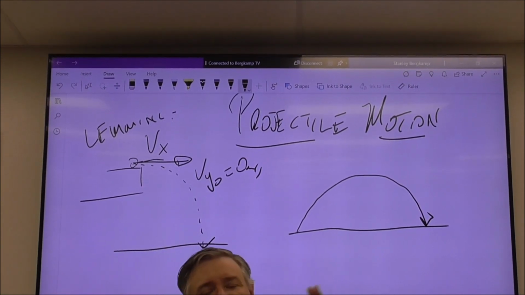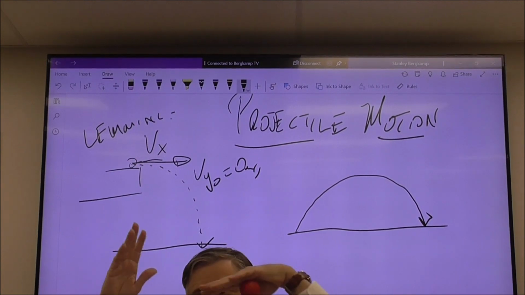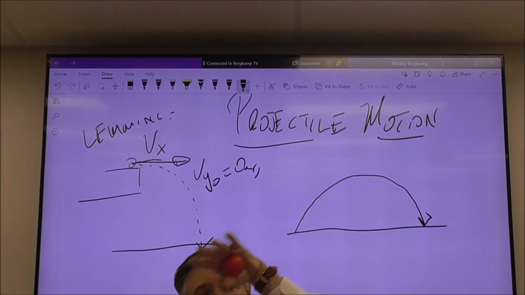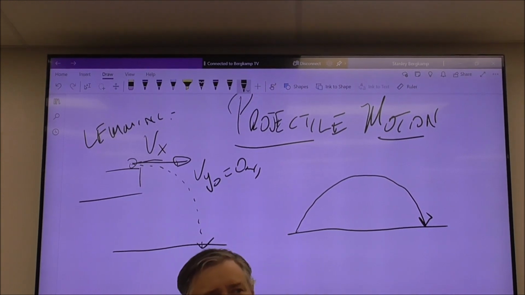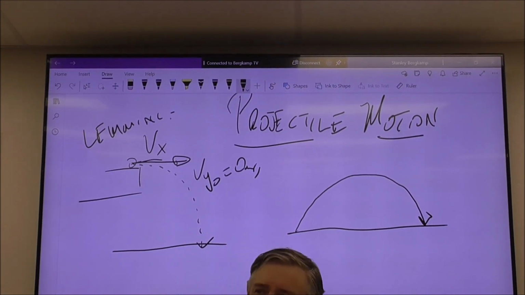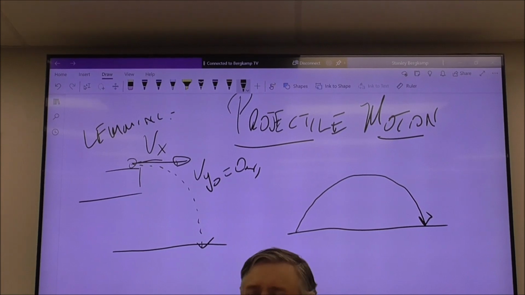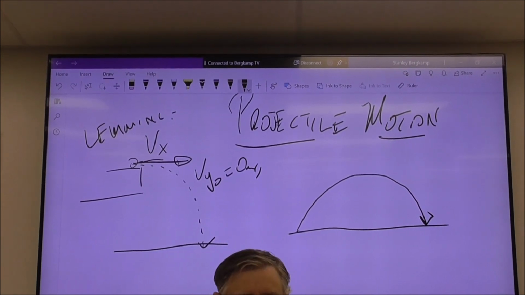They can combine in terms of, I have a horizontal velocity and then I have a vertical velocity and then I can find the resultant. But here's your mantra when it comes to projectile motion. What happens in the X stays in the X. What happens in the Y stays in the Y.